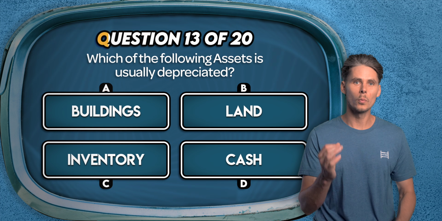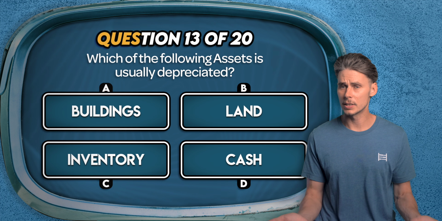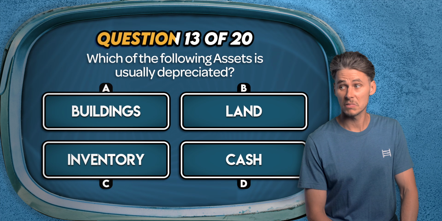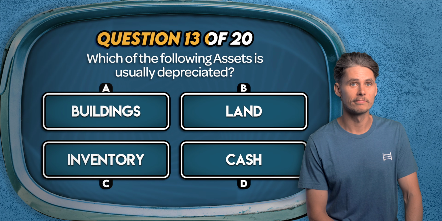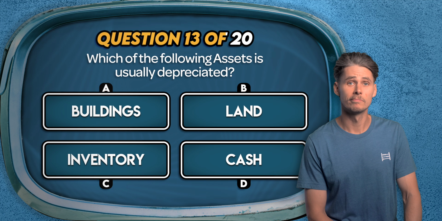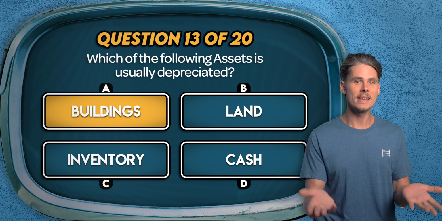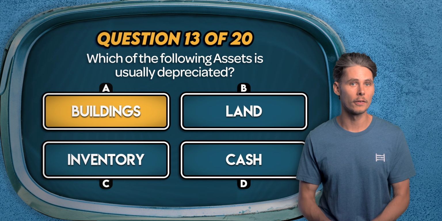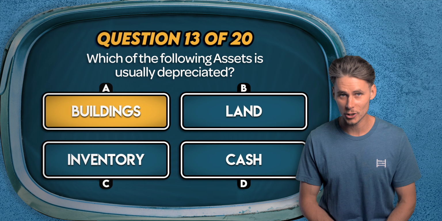Question 13. Which of the following assets is usually depreciated? Is it buildings, land, inventory, or cash? It's A. Buildings are long-term assets with a limited useful life, so their cost is spread over time through depreciation.